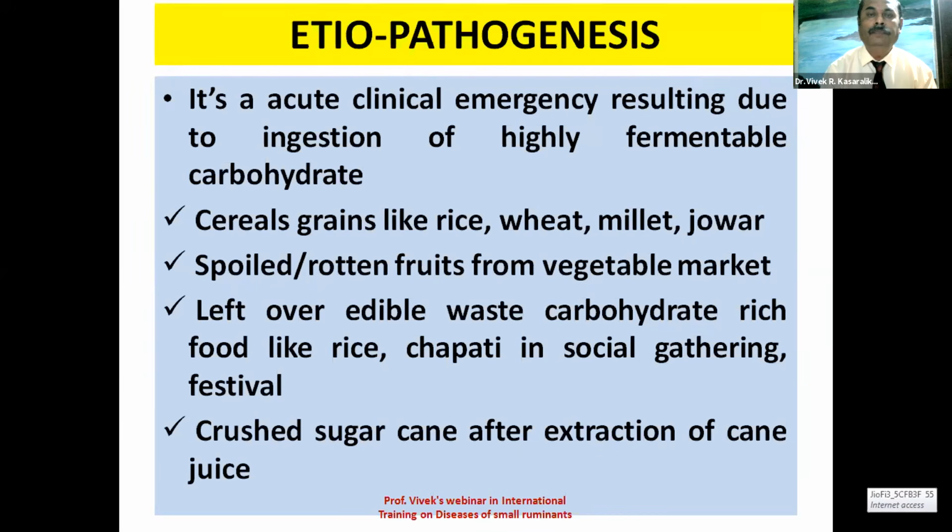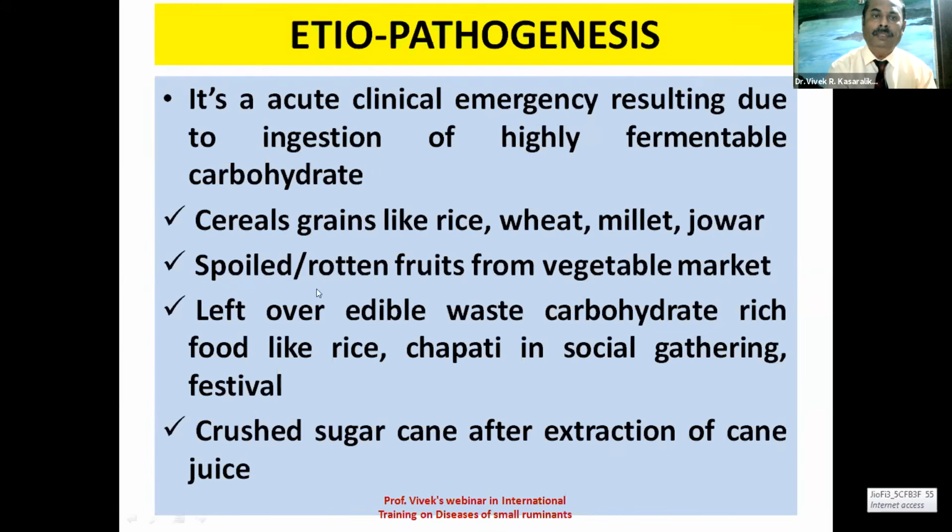So we have to see what are the possible carbohydrate sources which can induce lactic acidosis. Cereal grains like rice, wheat, millet, jowar, I purposefully listed them in descending order. Rice forms the top of the list of carbohydrates which can ferment very rapidly and cause a very severe acidosis in ruminants, including sheep, goat and cattle. Wheat follows next, then the millet and jowar. So jowar is the least associated with ruminal lactic acidosis.